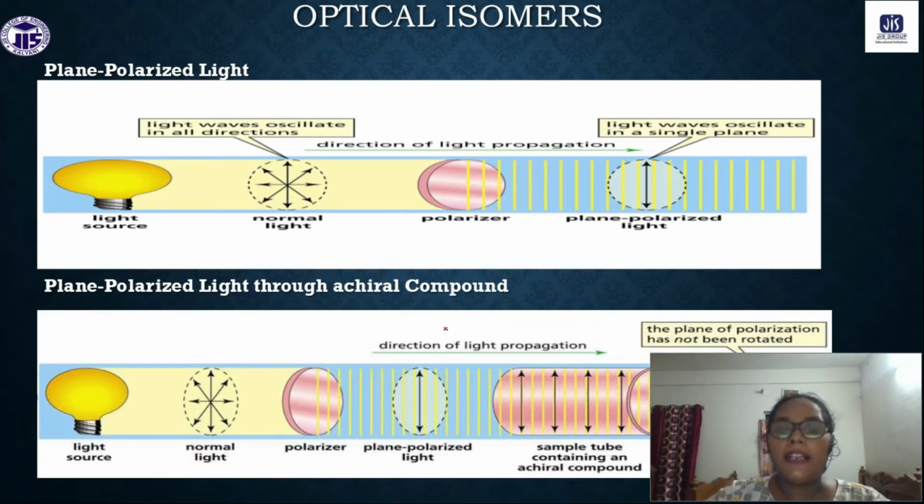And for the achiral carbon, if we have an achiral carbon, it does not have four different atoms, and it is also superimposable on its mirror image. What will happen if the light from this light source passes through the sample tube? No deviation we can see. So this is the achiral carbon.